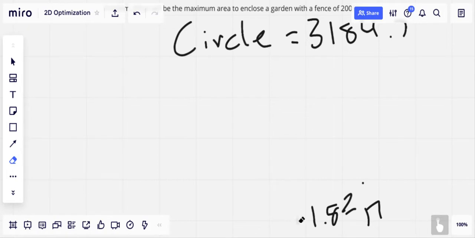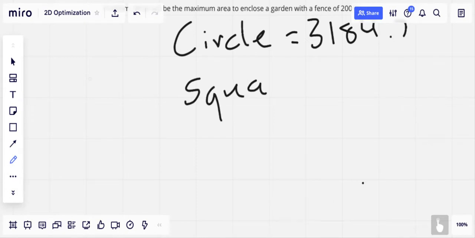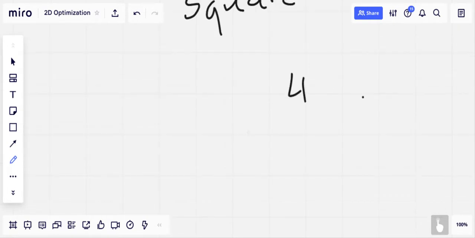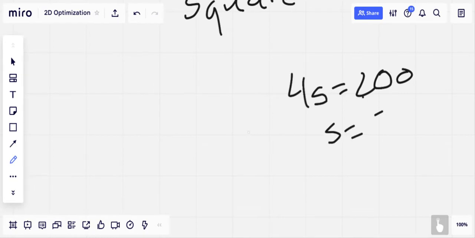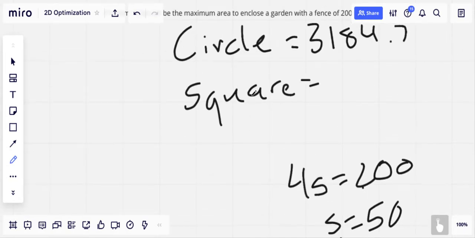And let's erase this, and let's go to a square and see how much area a square would give. If the fence length is 200 feet, that means that 4 times s is equal to 200, and then we would get s is equal to 50. To find the area of a square, you would multiply the side length by itself. So 50 squared is equal to 2,500. So the square's area is 2,500, a little bit less than the circle.